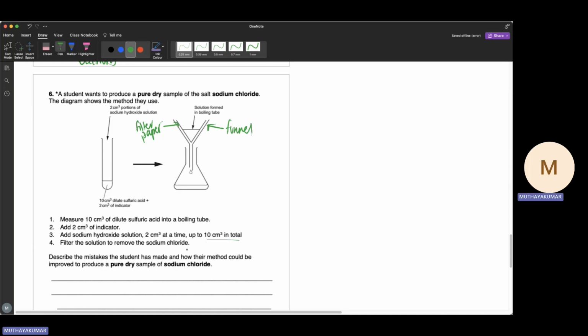The question is as follows. Describe the mistakes the student has made and how their method could be improved to produce a pure, dry sample of sodium chloride.